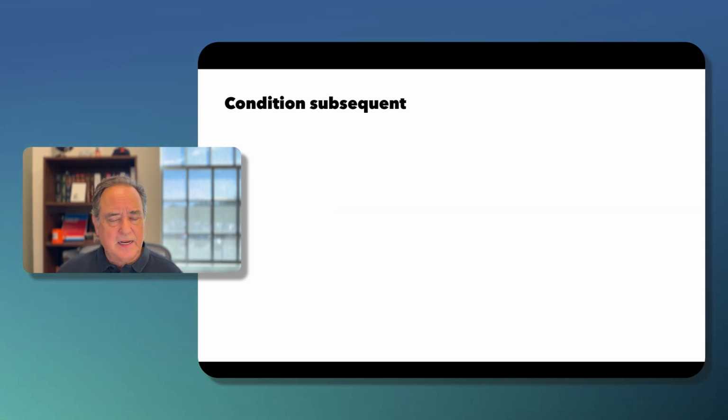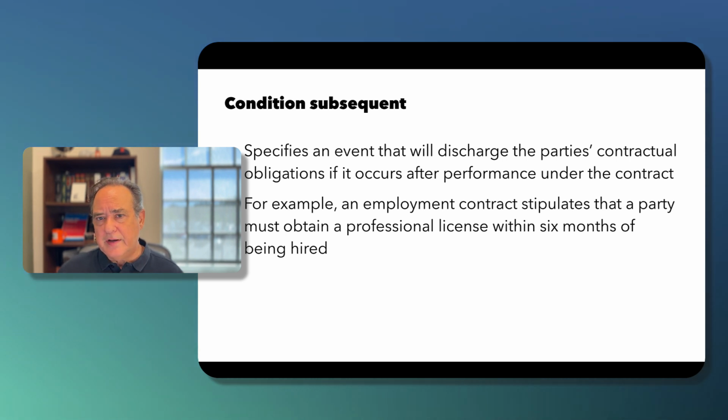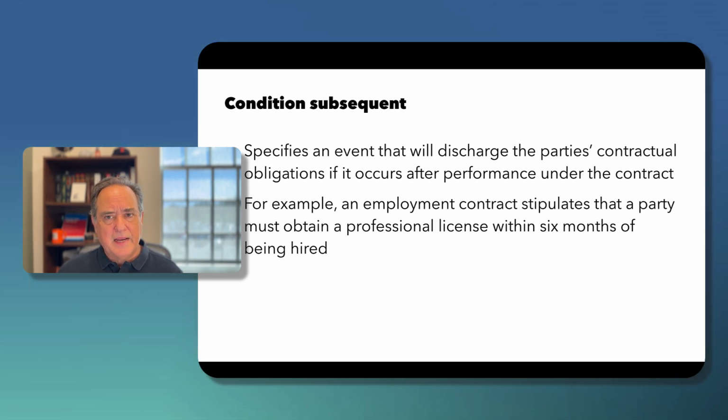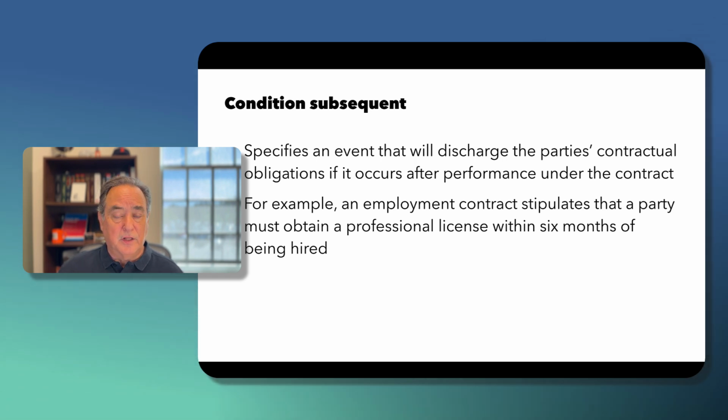Now, the second type of condition is called a condition subsequent. And a condition subsequent specifies an event that will discharge the party's contractual obligations if it occurs after performance under the contract begins. For example, an employment contract which would require that a party obtain a professional license within a certain time period after being hired. These are actually quite common in the law, for instance.